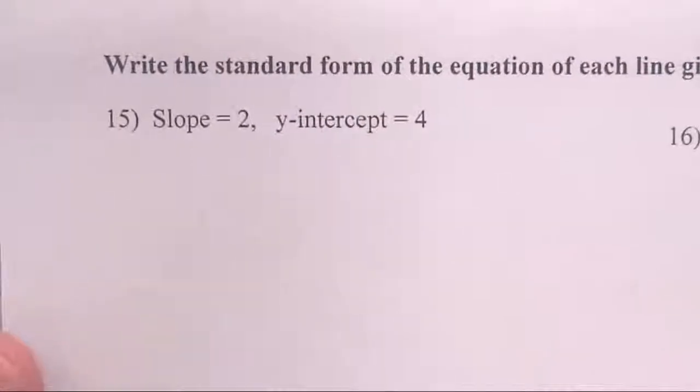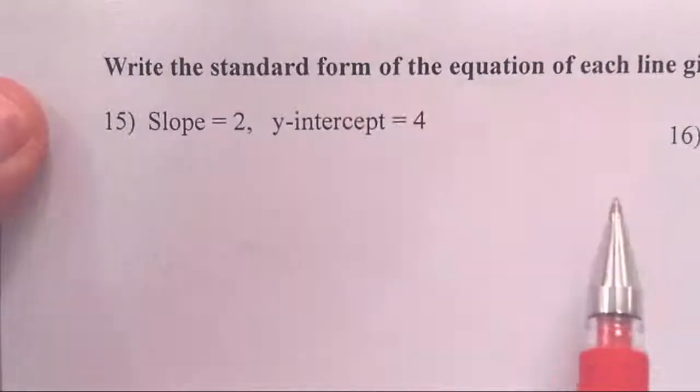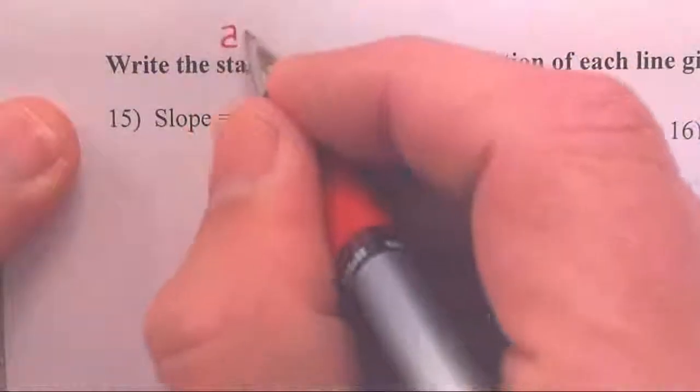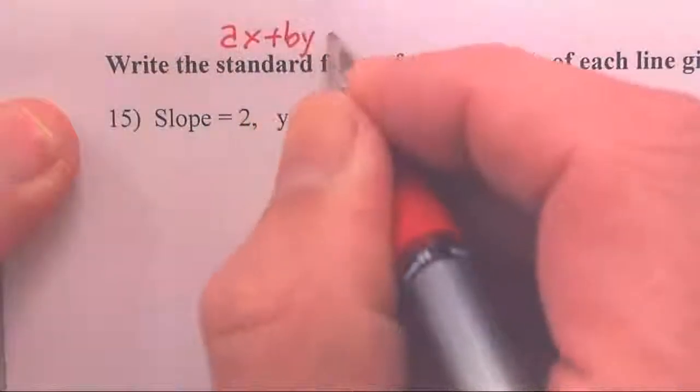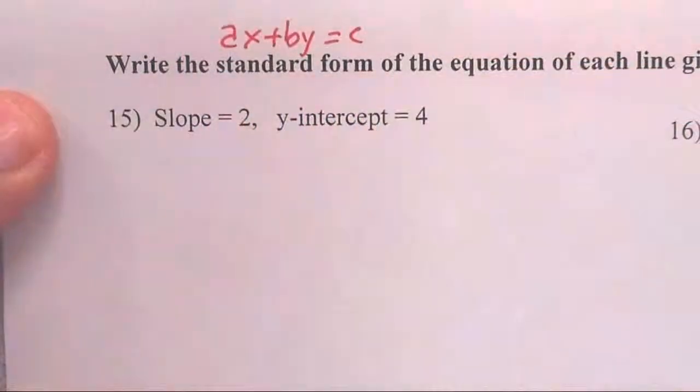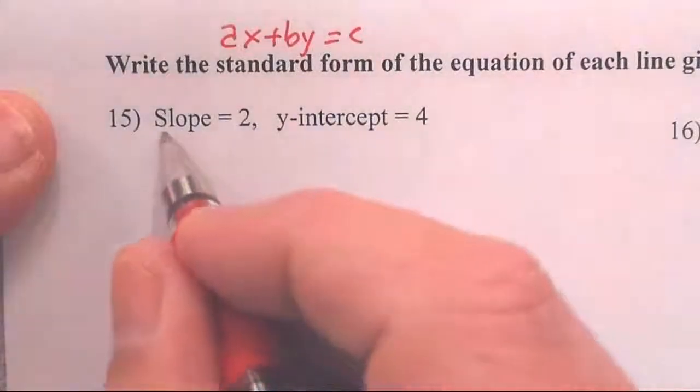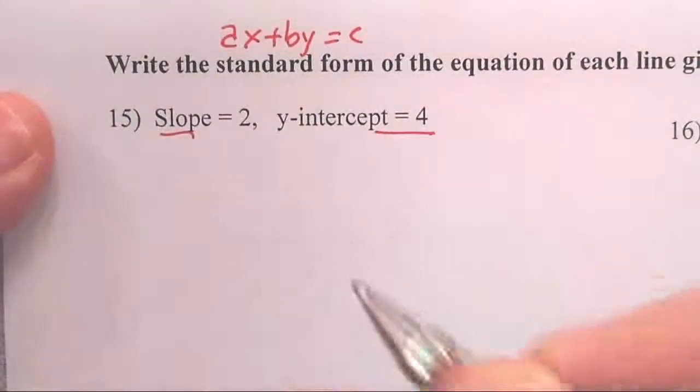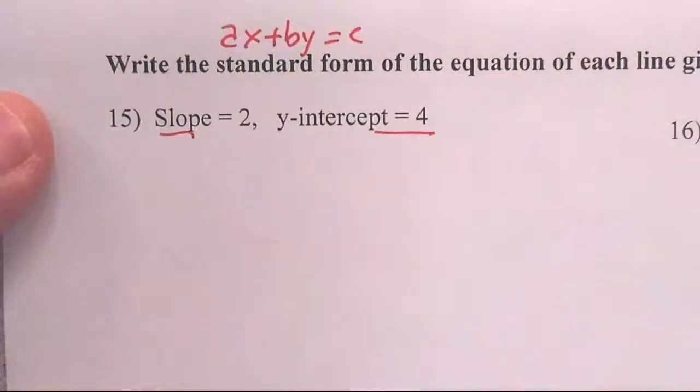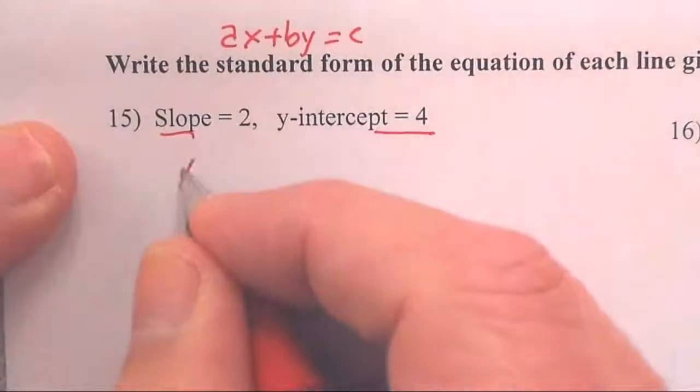Okay, so standard form. Again, you might want to just write yourself a note. That is ax plus by equals c. A should be positive, x and y on the same side, no fractions. So when they give me slope and intercept, though, I'm not going to start in standard form. I'm going to start in slope-intercept form.